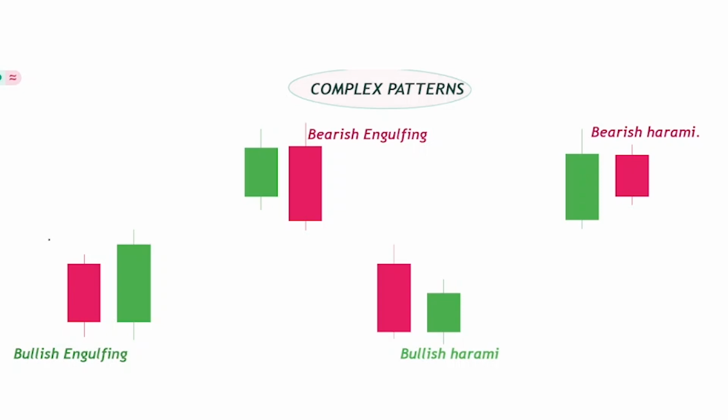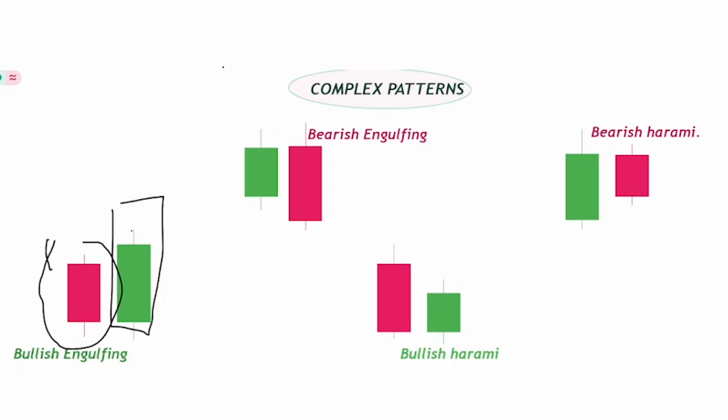The first candlestick is a small bearish, and the next candlestick is a big bullish. Now this bullish candlestick will be engulfing the bearish candlestick, covering the bearish candlestick. I will explain them from the examples. Okay, so we have also a bearish engulfing.